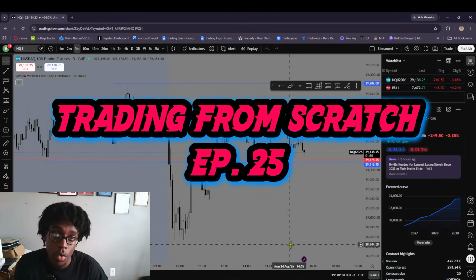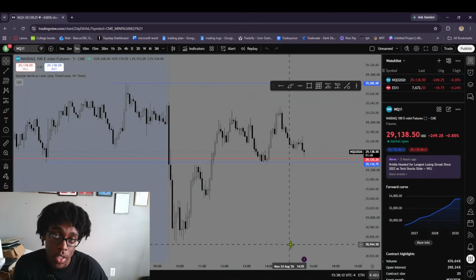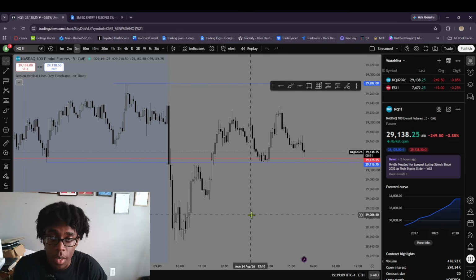So backtesting lets you know if your strategy worked in the past. Forward testing lets you know if you can actually trade it in the future. Forward testing is basically taking what you learned from backtesting and applying it in real time in the future to see if you actually know how to trade it.